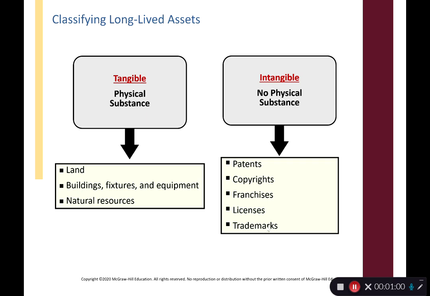They really represent a right of something. For example, a patent is the right to be the only one that can produce a certain product. A copyright protects works such as TV shows or books. So they're intangible in nature, but they still provide value to the business.